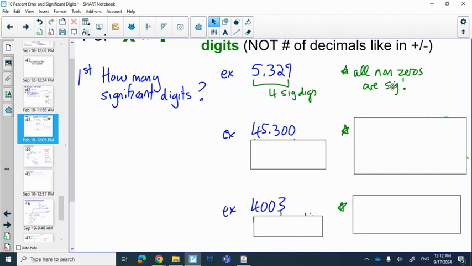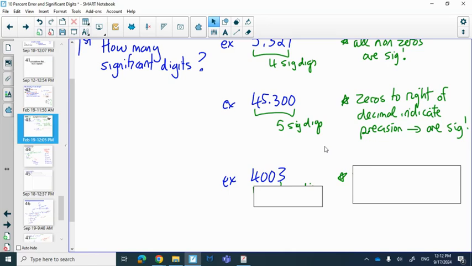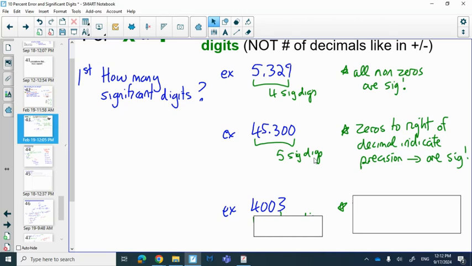All non-zeros are significant. If you're measuring something and it was 45.300, the only reason for putting those zeros in would be to specify how careful you were, right? How precisely you measured things. So those zeros are significant. The rule generically would be zeros to the right of the decimal indicate precision, so they're significant. Or sometimes people just say zeros to the right are significant digits with no justification, which is not a great way to try and learn and understand things. So I'm hoping me explaining why they would be there is helping you.